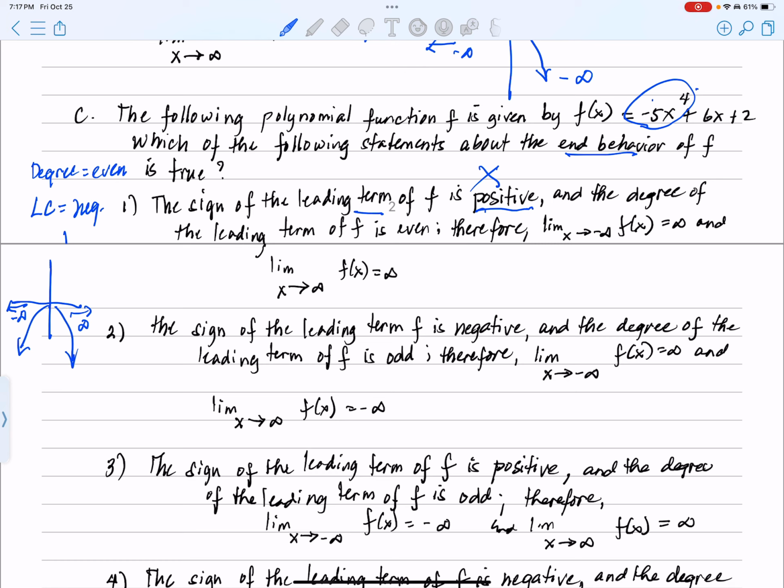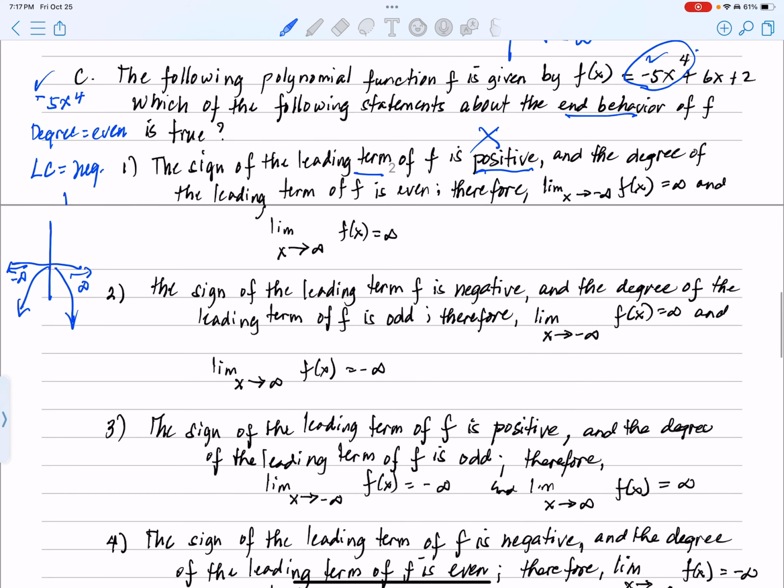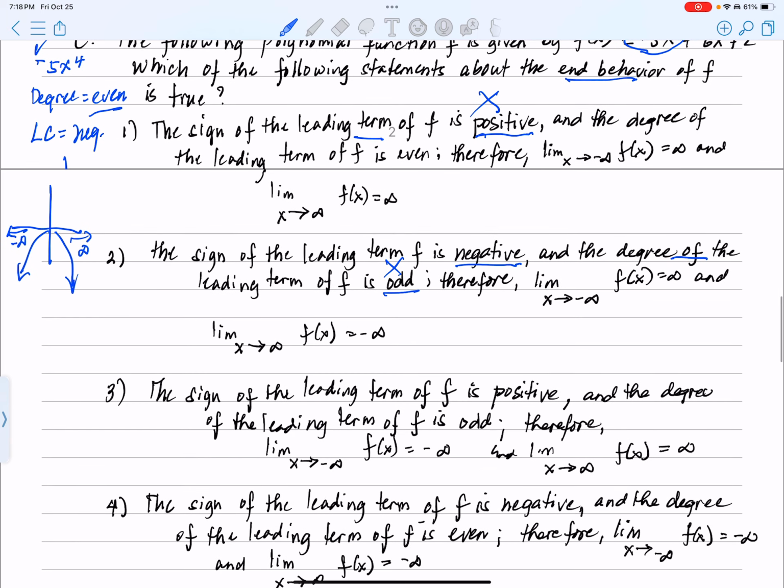Right there, negative 5x to the fourth power. The leading term is negative. So from the first line itself, it doesn't say the end behavior is true. Okay? The sign of the leading term is negative. Okay, check. And the degree of the leading term of f is odd. Is it correct? The degree is even. So that thing, odd, will make number 2 wrong.